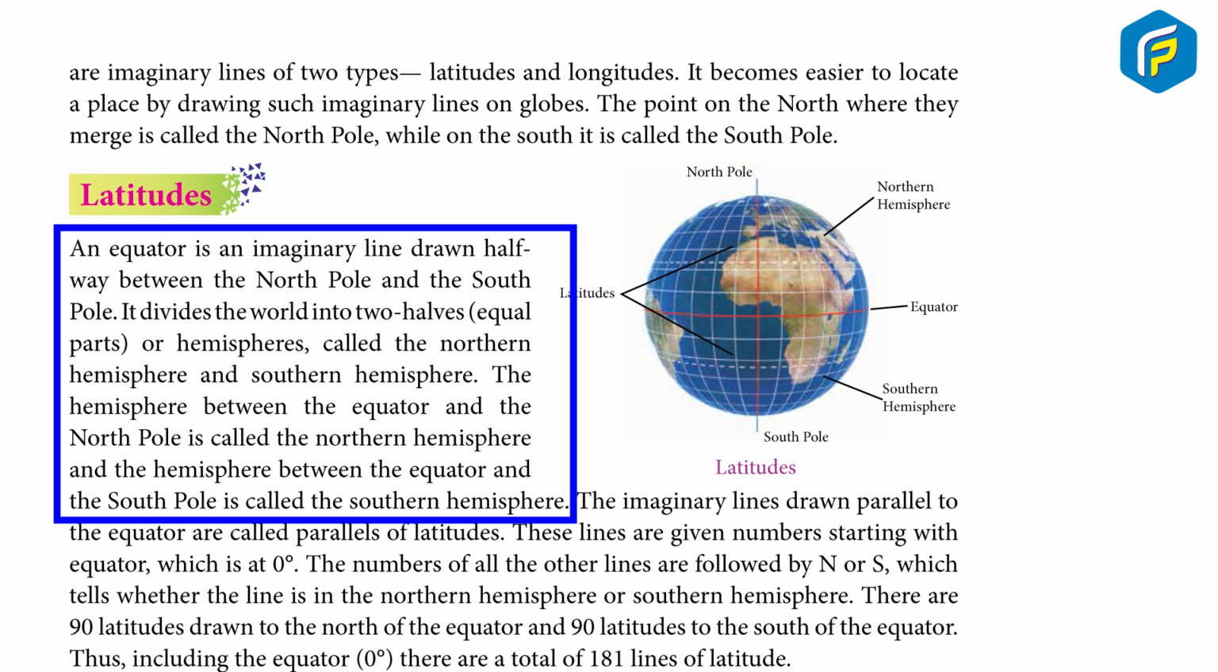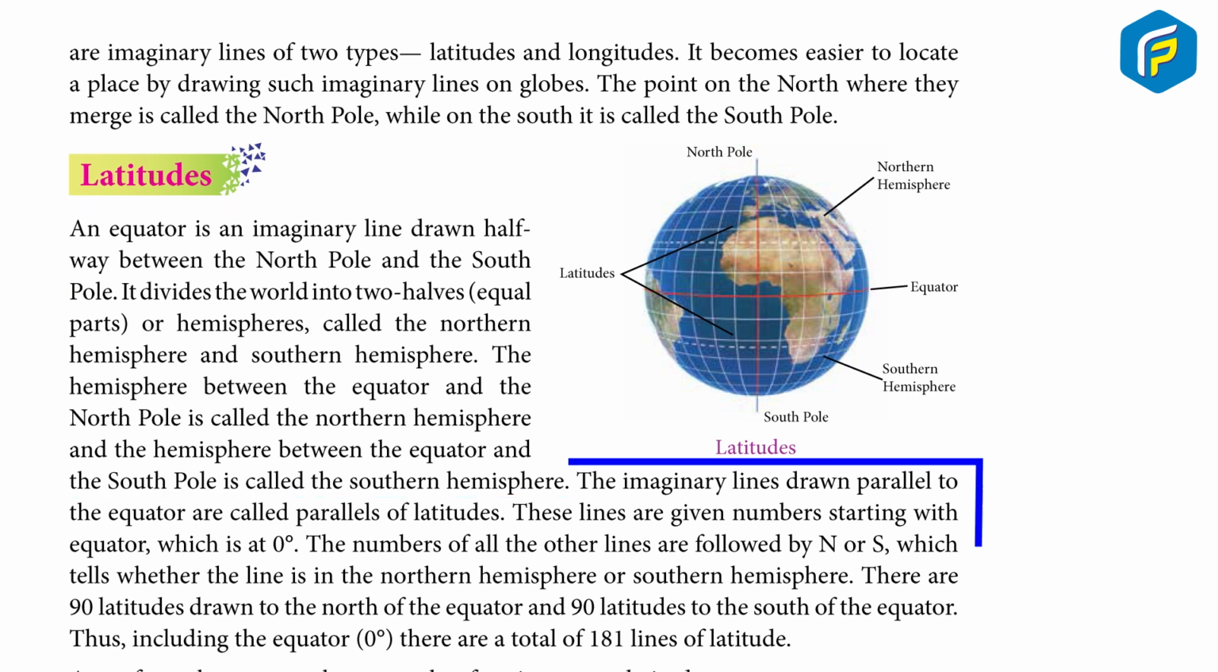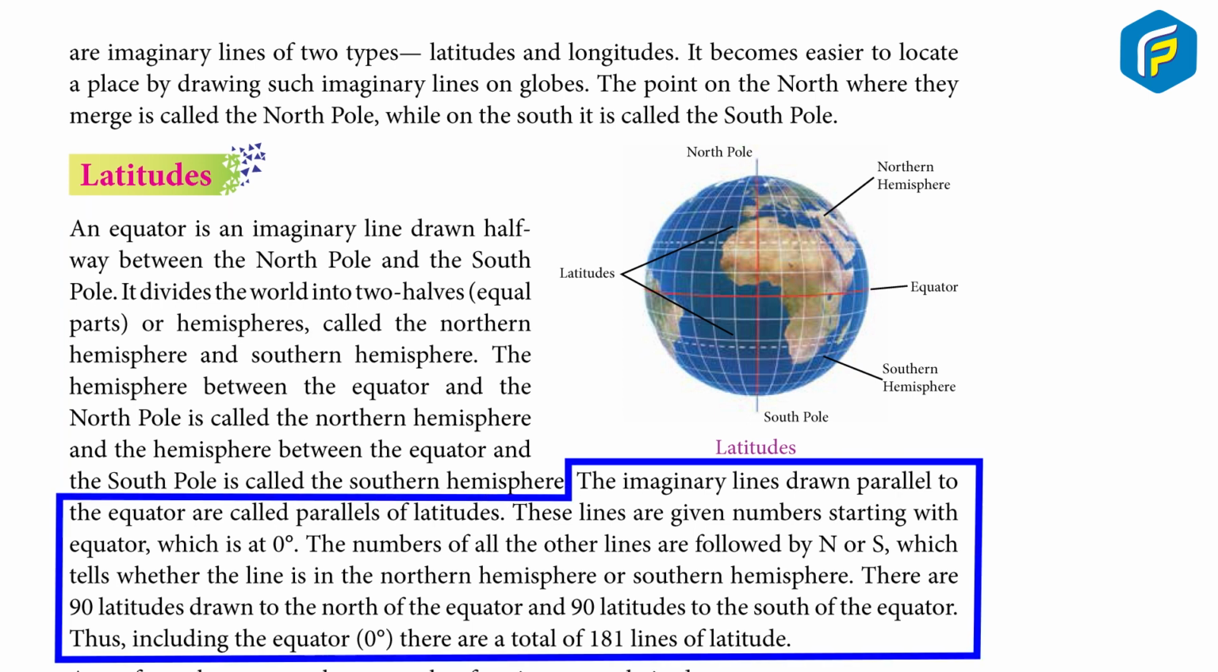It divides the world into two equal halves, or hemispheres, called the Northern Hemisphere and Southern Hemisphere. The hemisphere between the equator and the North Pole is called the Northern Hemisphere, and the hemisphere between the equator and the South Pole is called the Southern Hemisphere. The imaginary lines drawn parallel to the equator are called parallels of latitudes.